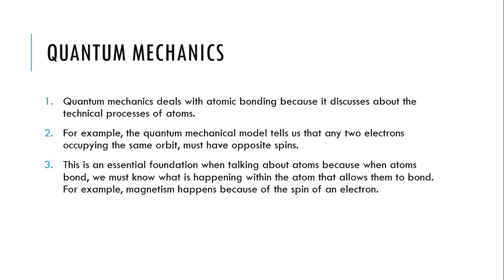This is an essential foundation when talking about atoms, because when atoms bond, we must know what is happening within the atom that allows them to bond. For example, magnetism happens because of spin of an electron.